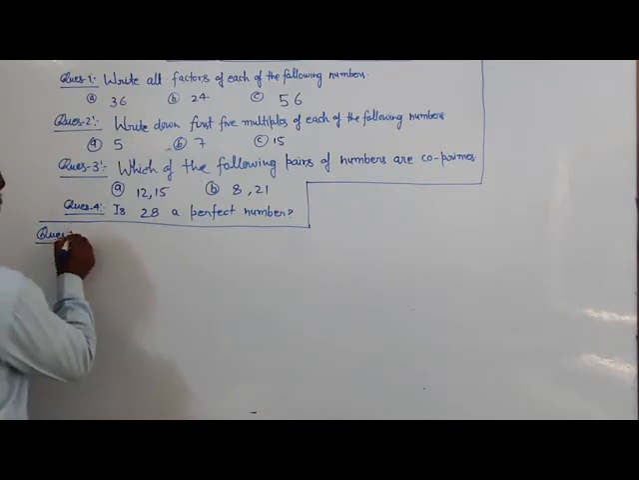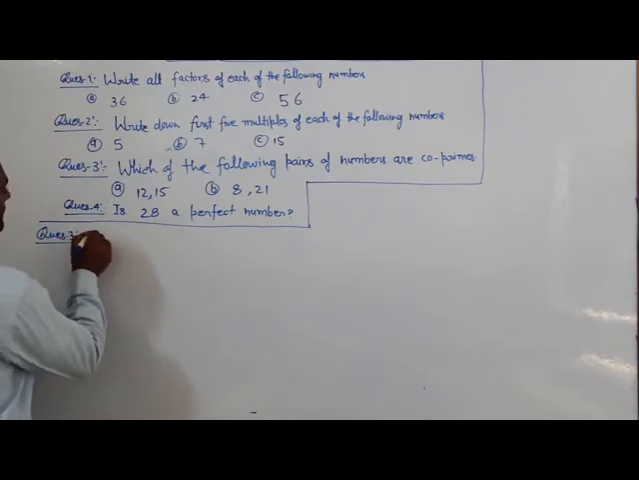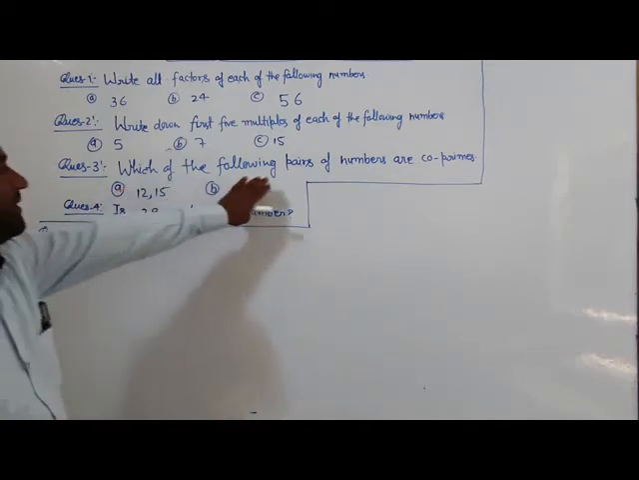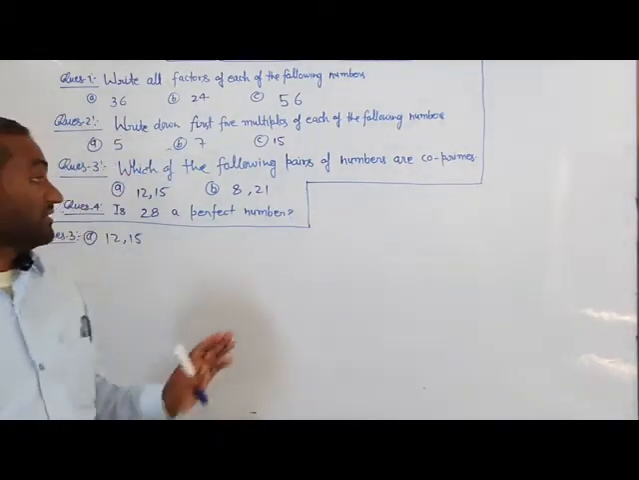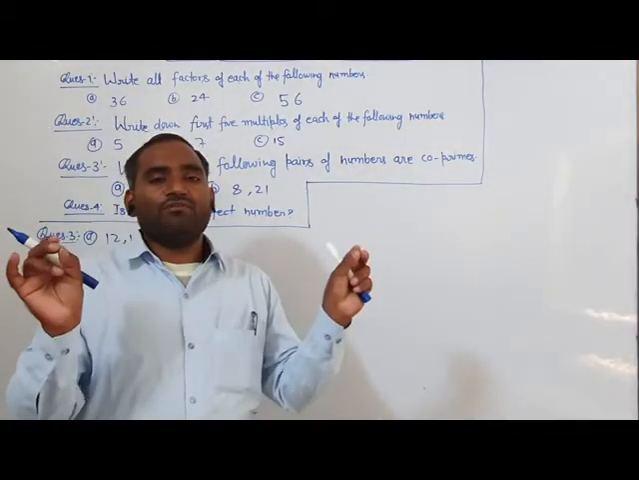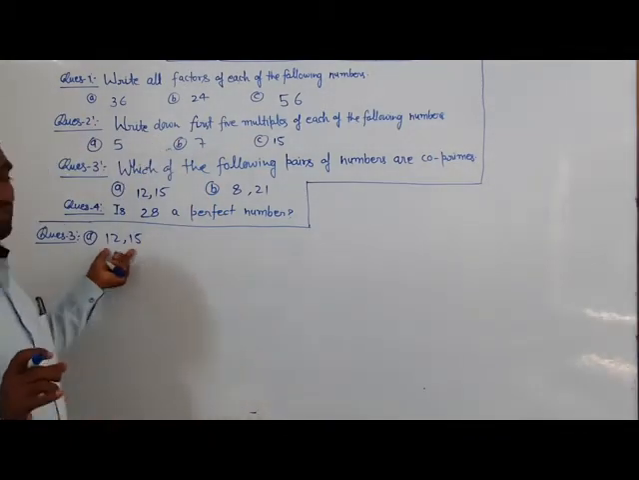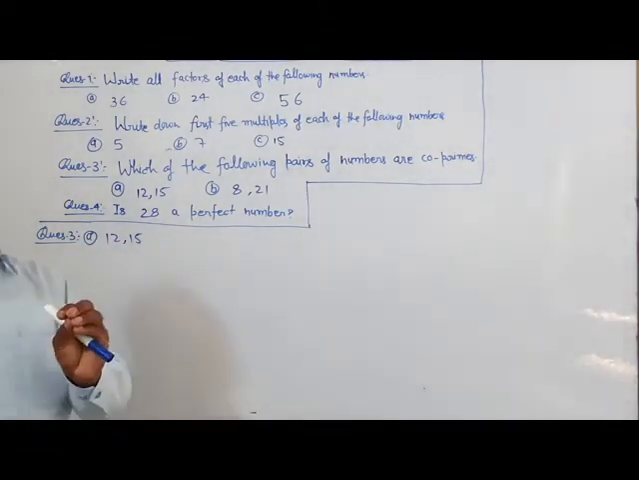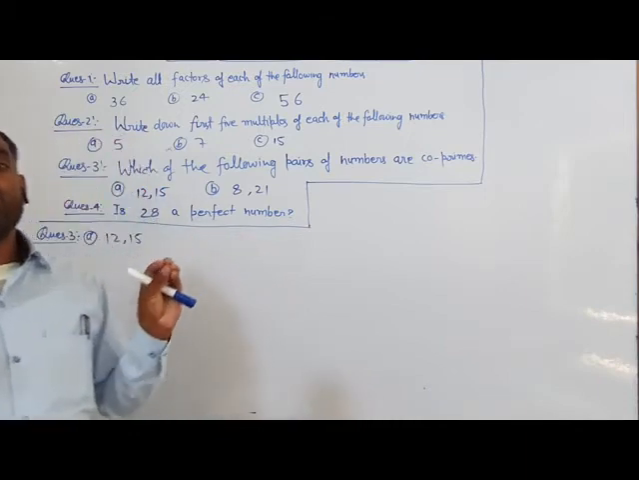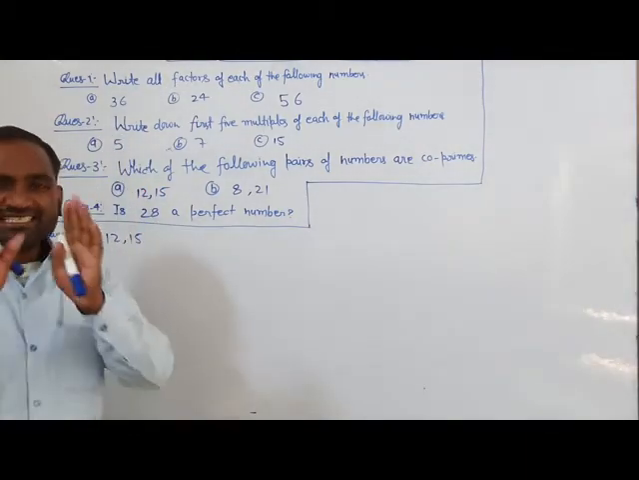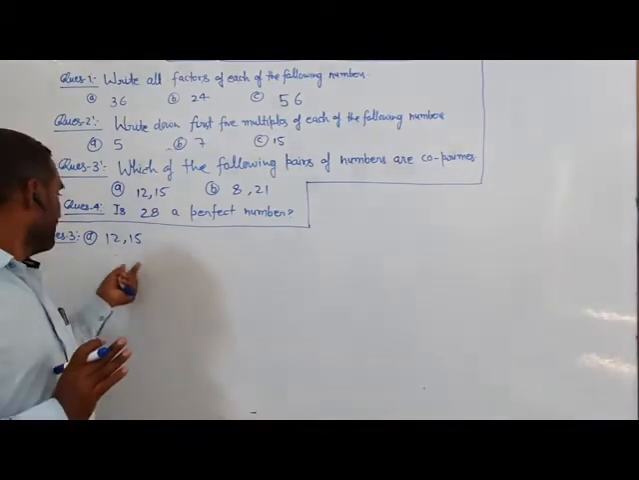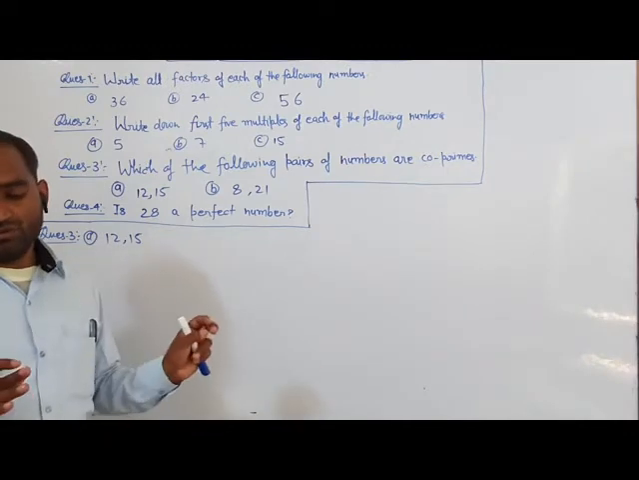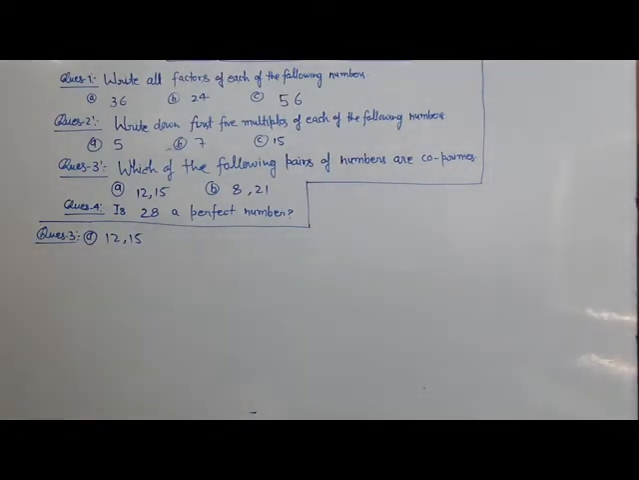Question number 3. A is 12, 15. Here, which of the following pairs of numbers are co-primes? Co-primes means there will be no common factor of both given numbers other than 1. Except 1, there should be no common factor of the given pair of numbers. So there should be no common factor.